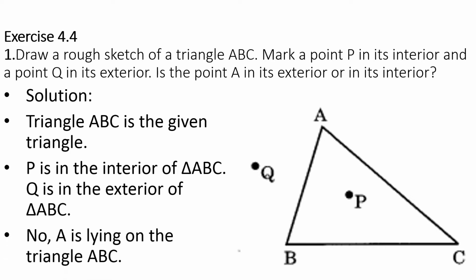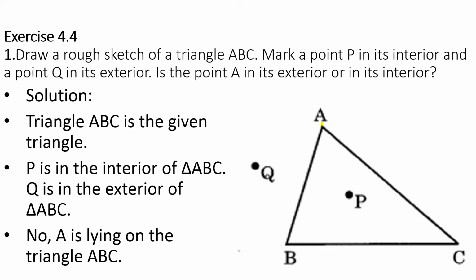Is the point A in its interior or in its exterior? See, where is the point A? The point A is lying on the triangle. It is neither inside nor outside, neither the interior nor the exterior. It is lying on the triangle ABC.